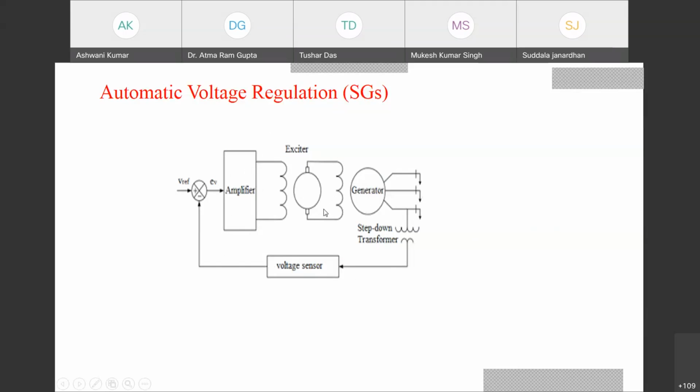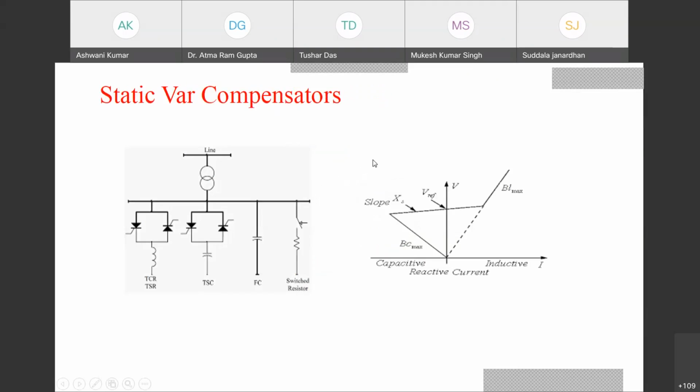But nowadays we have static exciters available with us, which can operate quite fast. Static VAR compensators are also dynamic devices which can switch on and dynamically control the voltage in this slope range. Whenever voltage goes down, it operates capacitive, and when voltage is high, it acts as inductive. So this is the range of operation of the static VAR compensators, bringing the voltage very near to the operating point. They also operate very fast as dynamic sources.